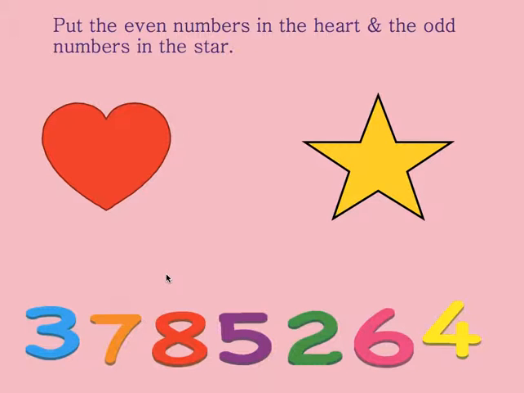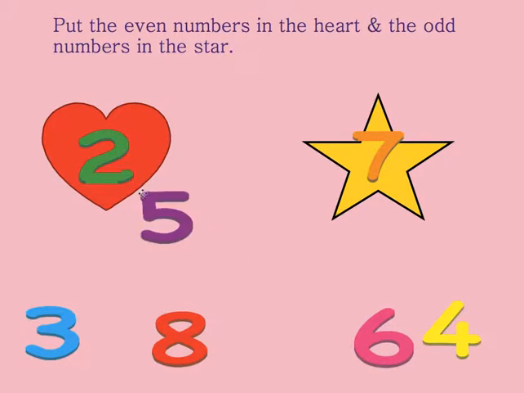My next activity is for the students to put the even numbers in the heart and the odd numbers in the star. If they correctly put the number in the right shape, it will hold. If they put the wrong number in the shape, it will bounce back. This shows the student that their answer is incorrect.